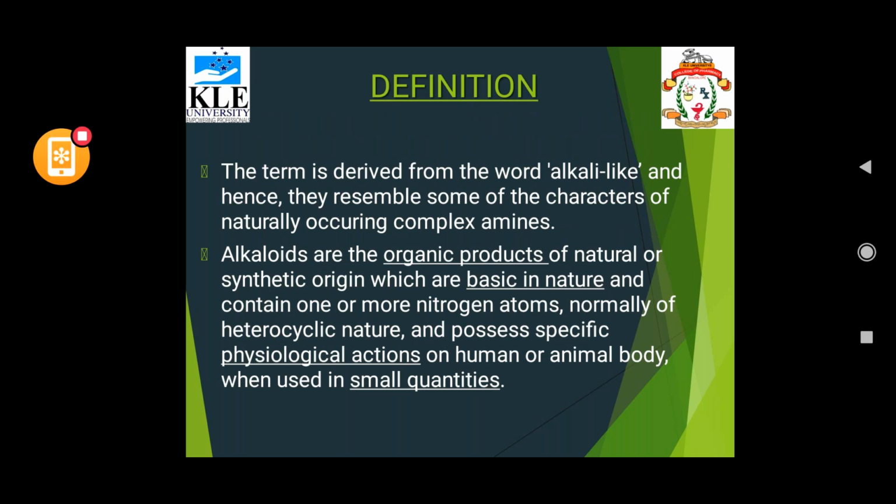Let us study the definition of alkaloids. The term alkaloid is derived from the word alkali-like, that means which resembles some characters of naturally occurring complex amines. Alkaloids are organic compounds, products of natural or synthetic origin, which are basic in nature and contain one or more nitrogen atoms, normally heterocyclic in nature, and possess physiological action on the human and animal body when used in small quantities. These are highly toxic and poisonous in nature, but if used in small quantities, they show a very useful physiological effect.